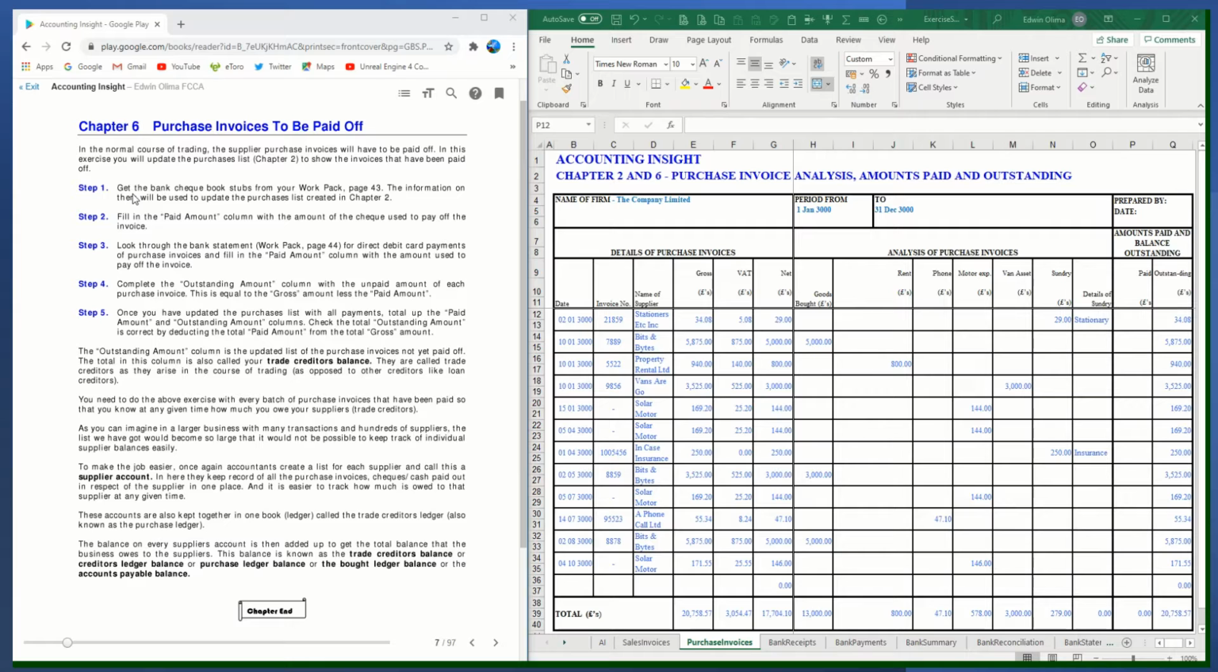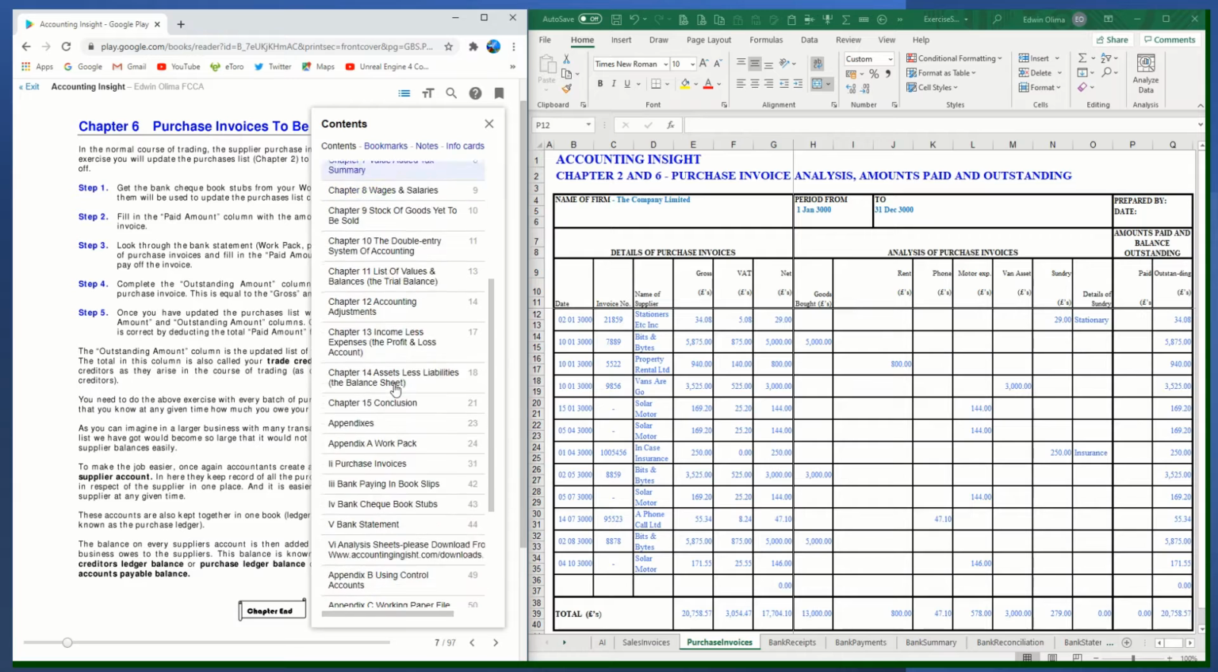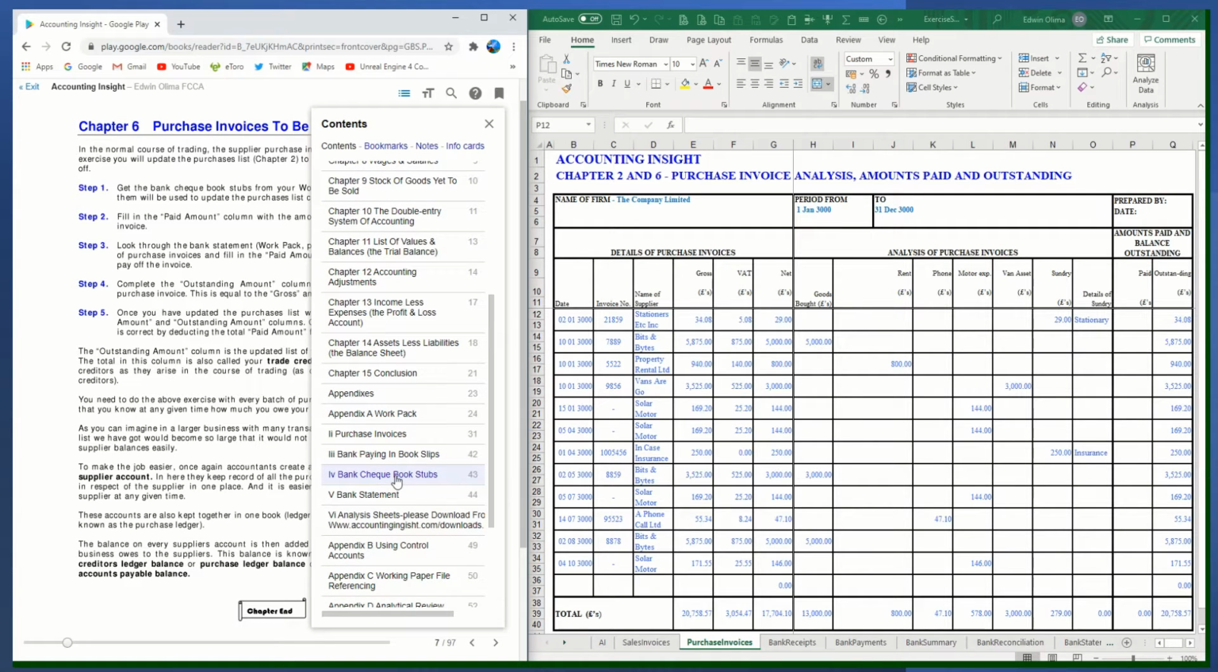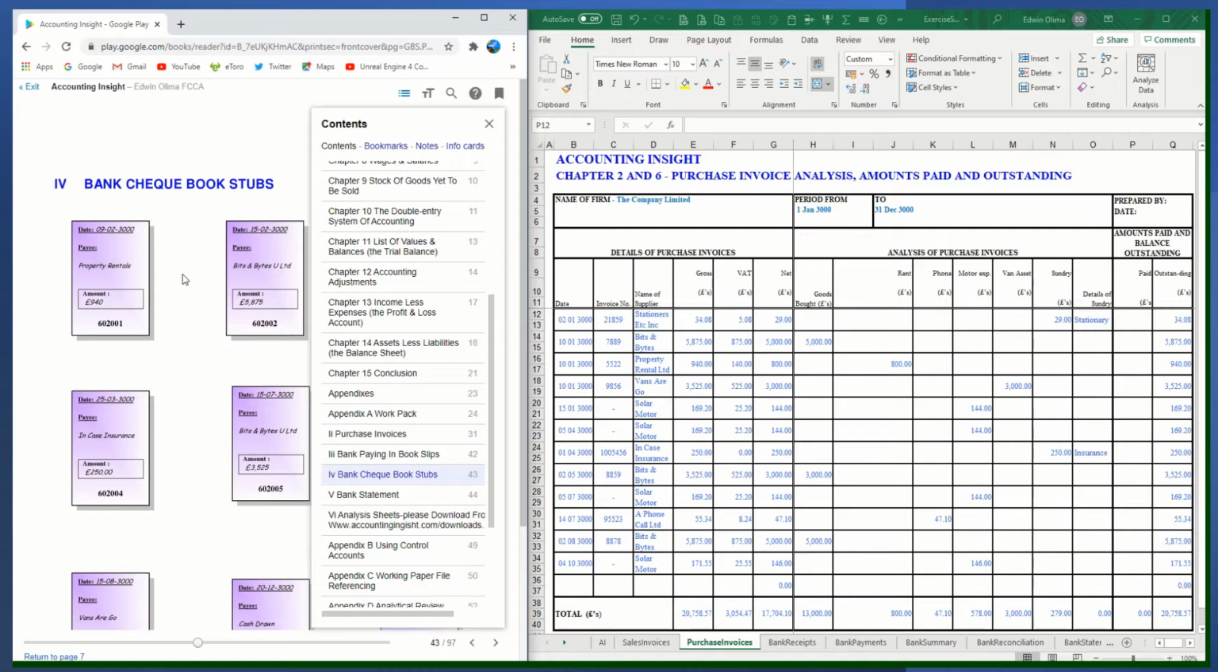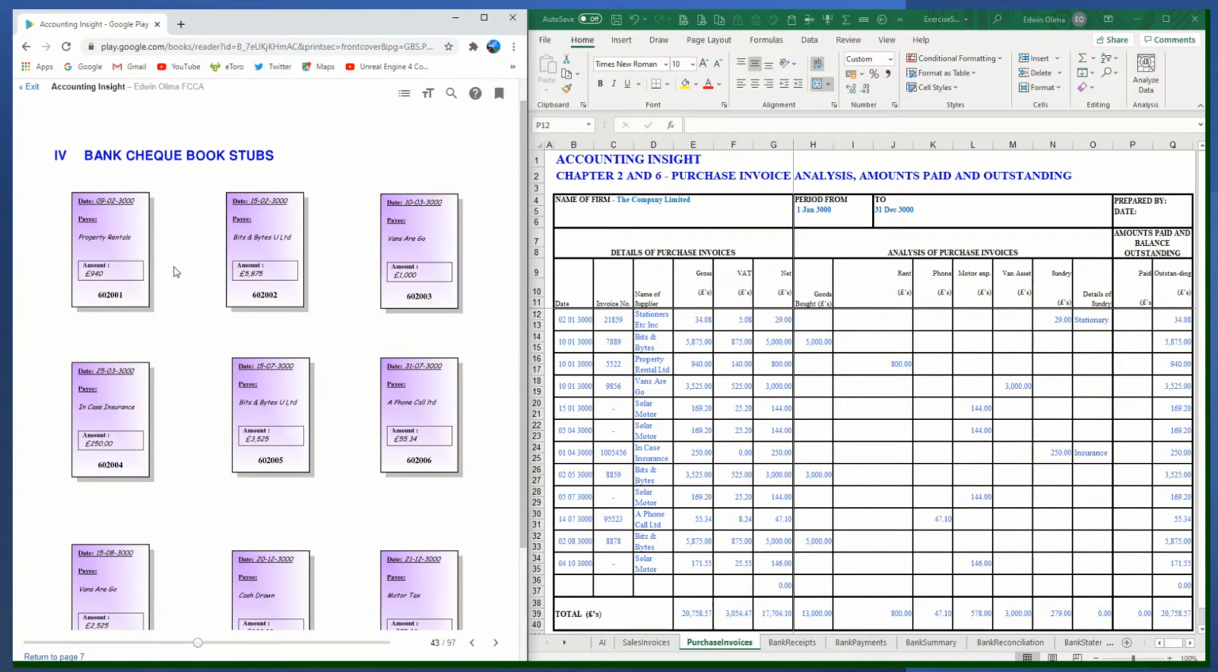So first thing is step 1. We're going to go to our bank checkbooks, and if you remember, they are in the work pack appendix A. So here, checkbook stubs. We'll go through each one of them. The first one, £940 property rentals, was paid on the 9th of February. So we just update that here. So yeah, that's been paid. You can see the outstanding balance goes down to 0.